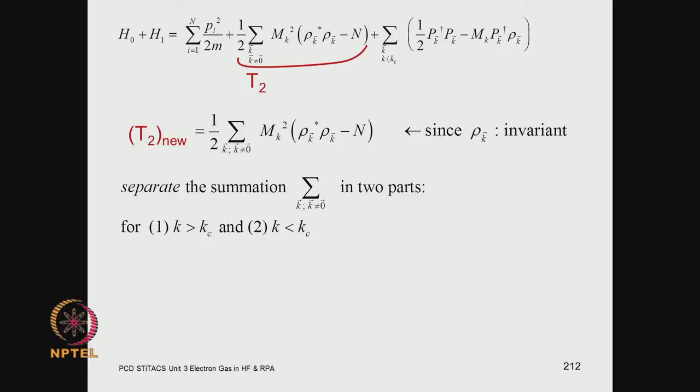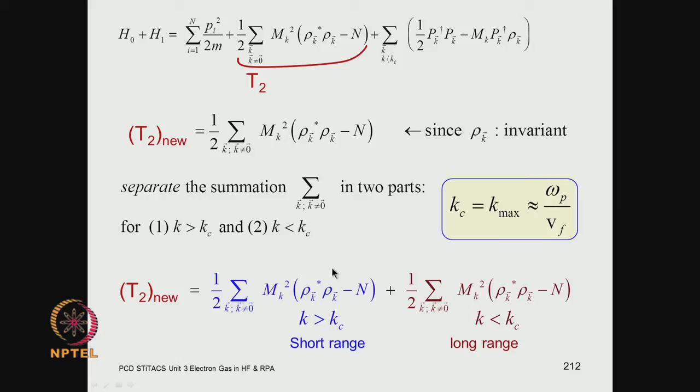What we will do is to separate the term T2 into two parts. There is a summation over k for k not equal to 0, okay? But we know that there is a certain upper limit on k. So, what we will do is to break this sum into two parts, one for k greater than the upper bound of k and the other corresponds to the values of k which are less than kc. Now, kc is this upper bound on the wave number. We have discussed this in our earlier discussion.